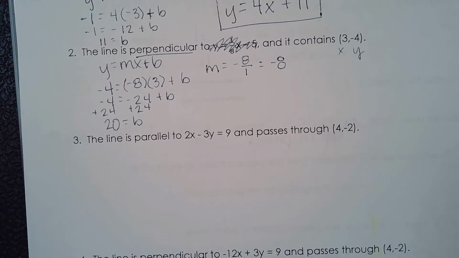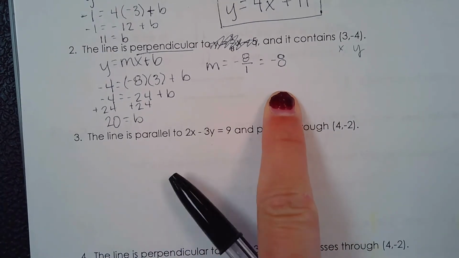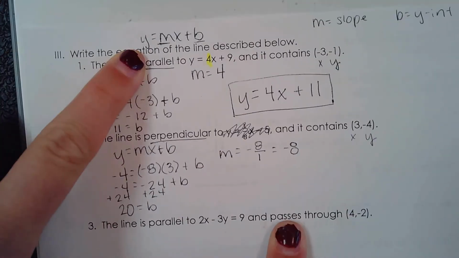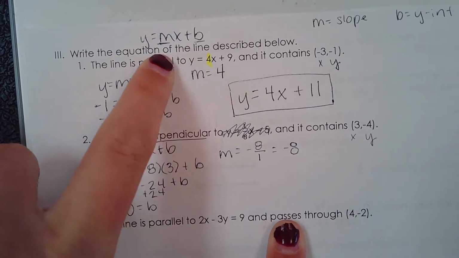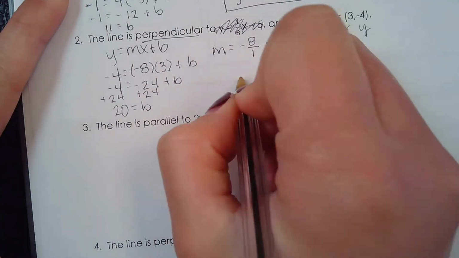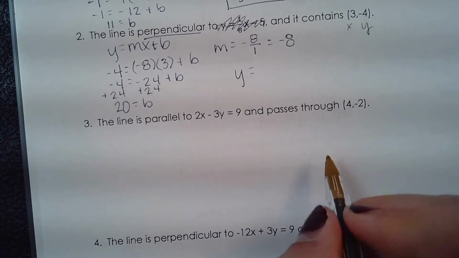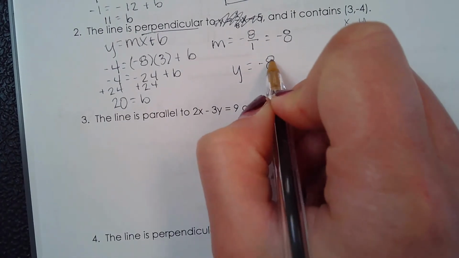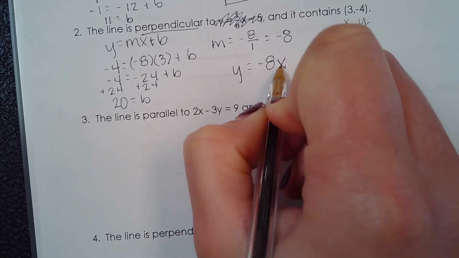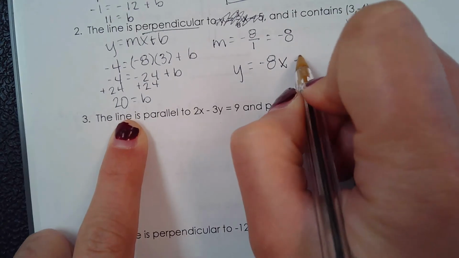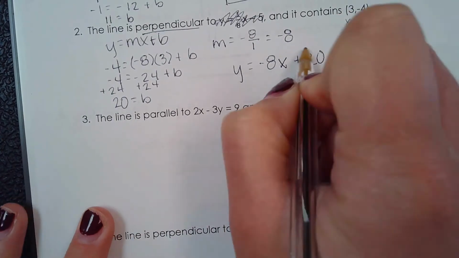So now we have a b and we have our m, so we're good to write the equation of our line, yeah? So again, you're using that y equals mx plus b, and we're only replacing the m and the b. So you'll still have y equals, in place of m, what are we putting? Negative 8. And then you'll still have x, and then we'll replace the b. So in place of b, what are we putting? 20. So that's the equation of our line.